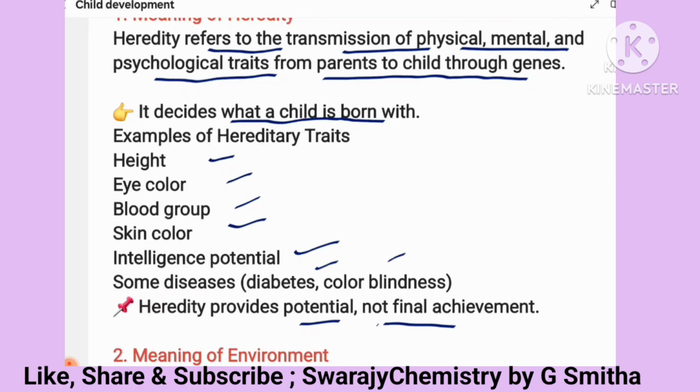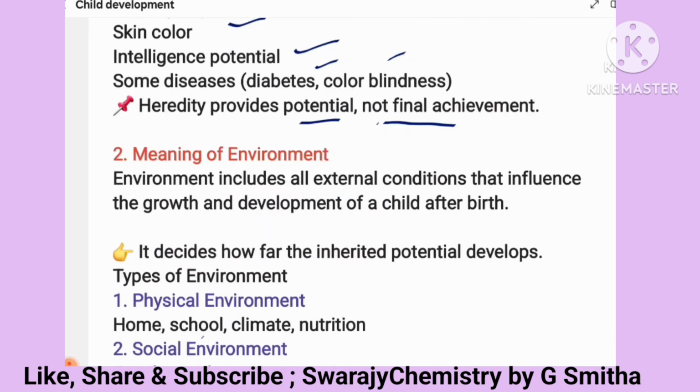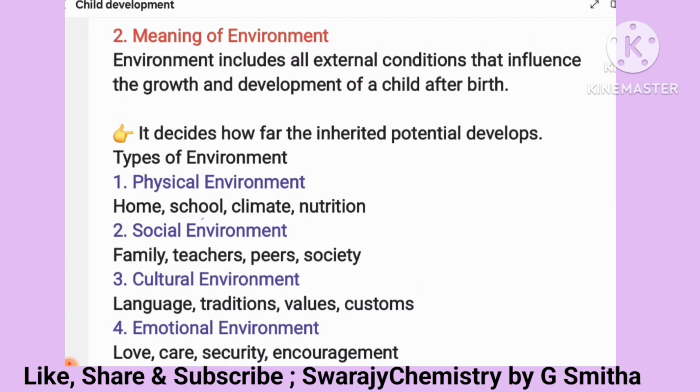So now let us move to the second most important factor, that is environment. Meaning of environment. Environment includes all external conditions that influence the growth and development of a child after birth. It decides how far the inherited potential develops. So remember, heredity gives capacity, environment gives opportunity. Environment has four types. Let us understand them one by one with examples.